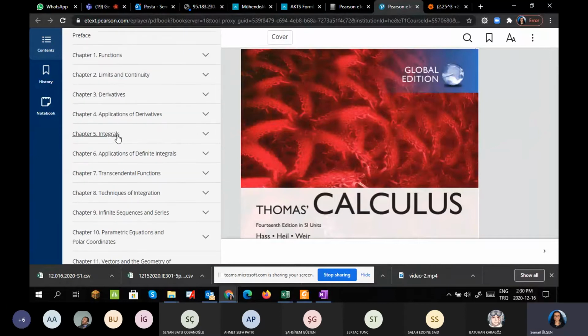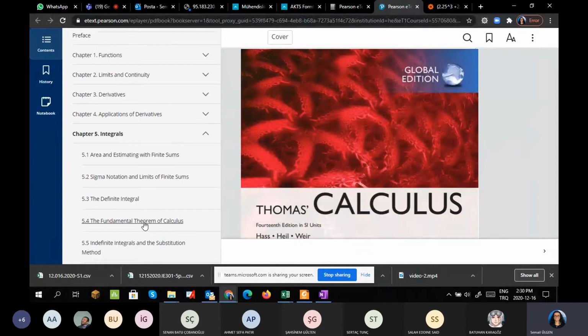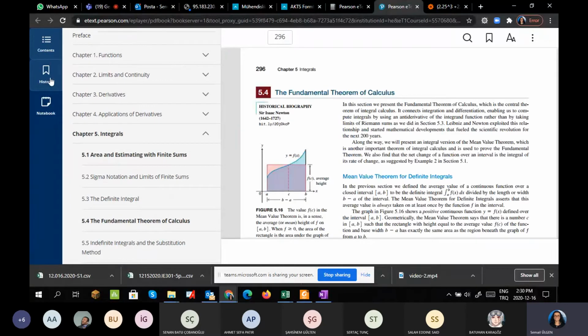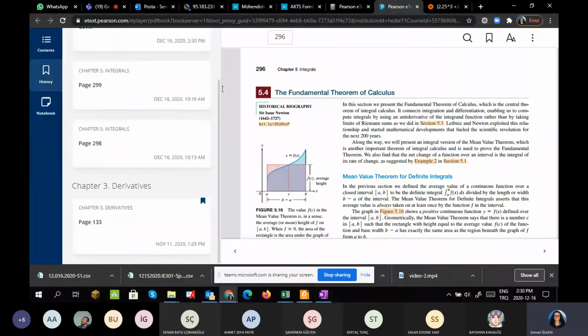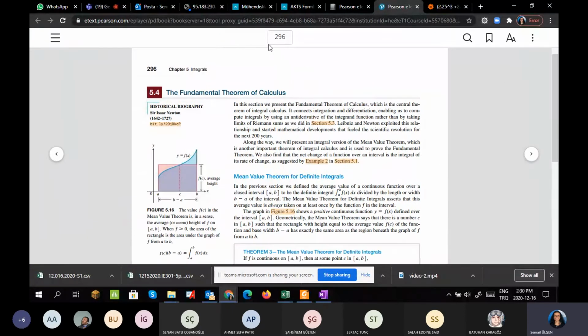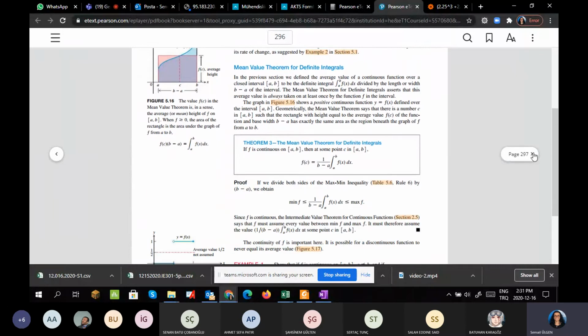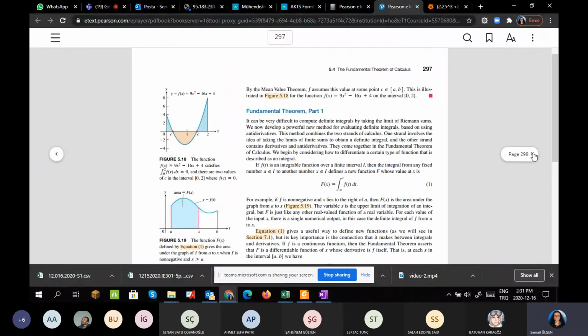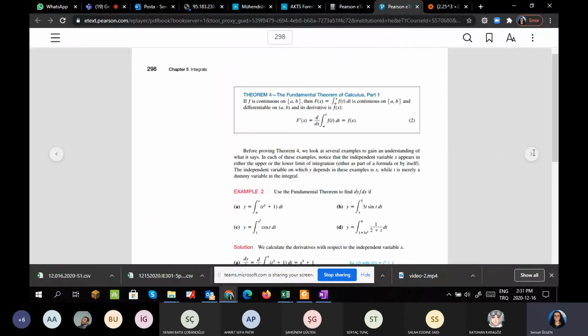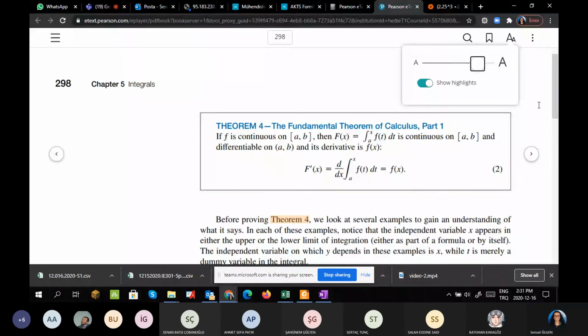Okay, let's open that. Chapter 5, fundamental theorem of calculus. This is very important. This is one of the main theorems of calculus, as you would know. Let's make this bigger. Let's look at this fundamental theorem of calculus part 1. Actually, it is bigger than it sounds. Let's make it a little bit bigger for you again, like this. Very good.